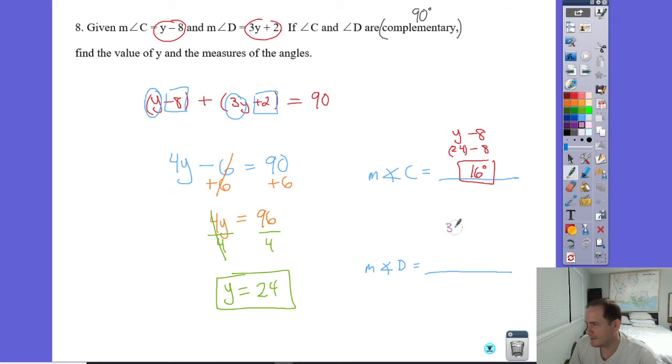Now the other one, D, we've got the 3y plus 2. So grab that, substitute in, figure out 3 times 24, so 72. And then 72 plus 2 would give us 74. And we can now check our work really fast. Remember, these things had to be complementary. They had to add up to 90. So we actually knew that to find D, we could have just done 90 minus 16.